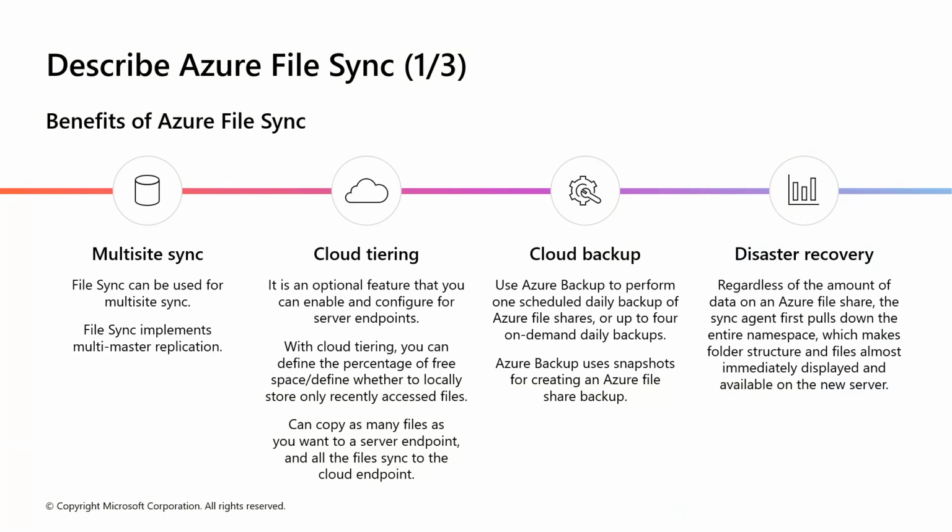Azure File Sync offers several benefits. Multi-site sync with multi-master replication. Optional cloud tiering to optimize local storage. Cloud backup using Azure Backup. Fast disaster recovery by quickly restoring folder structures and files. These features make Azure File Sync a powerful tool for hybrid environments.